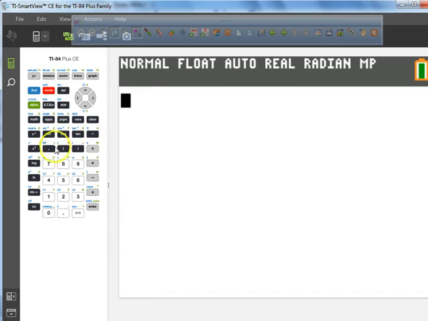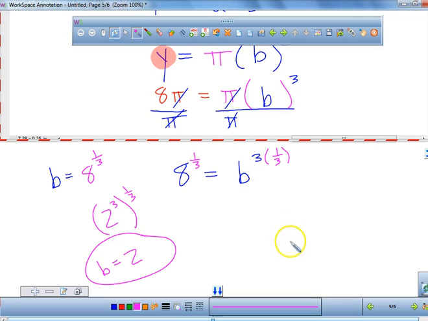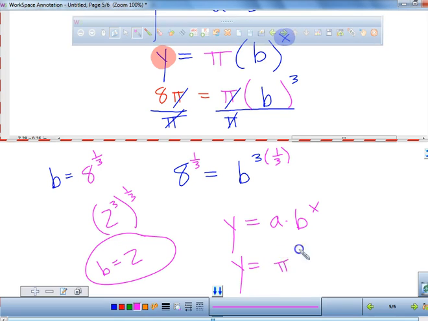You don't believe me? It's okay. Sometimes math teachers aren't believable. But 8 to the power of 1/3 is 2. So what is your final answer in the form of y equals A times B to the power of X? Pi, parentheses, what number am I plugging in? 2. That's it. What's your final?